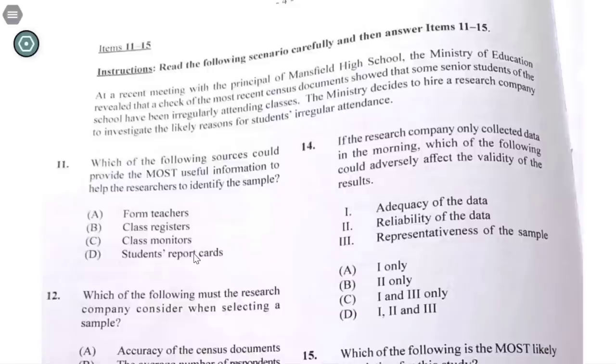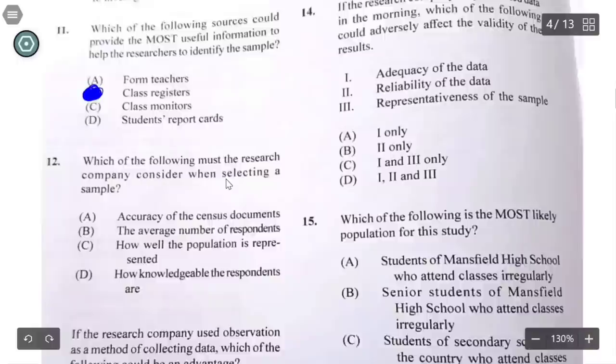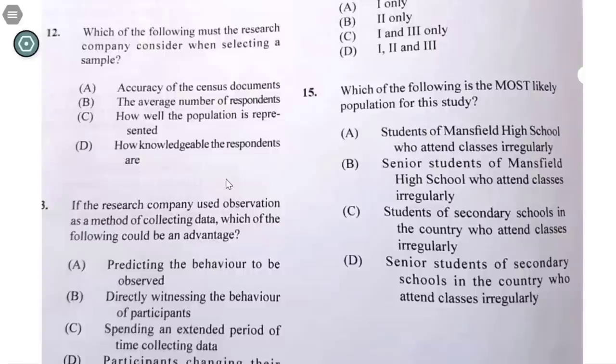You want to use the class registers if you want to check up on attendances. Of course, you could ask the form teachers, but they probably don't have that information in their head, hence why they are required to take a class register. Number 12, which of the following must the research company consider when selecting a sample? Accuracy of the census documents, the average number of respondents, how well the population is represented, or how knowledgeable the respondents are.